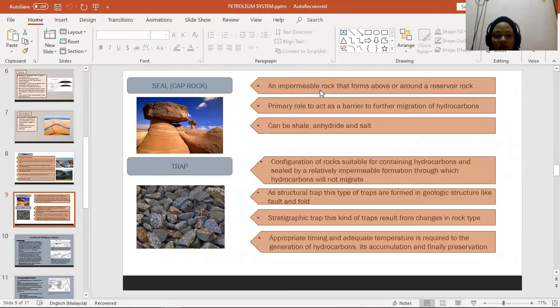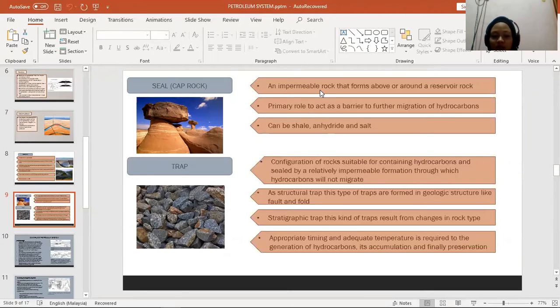Next, move to the next element, which is seal or cap rock. The difference is it is an impermeable rock and forms above the source or reservoir rock. It has the primary role to act as a barrier to stop further migration of hydrocarbons. Seal or cap rock can be either shale, anhydrite, or salt.